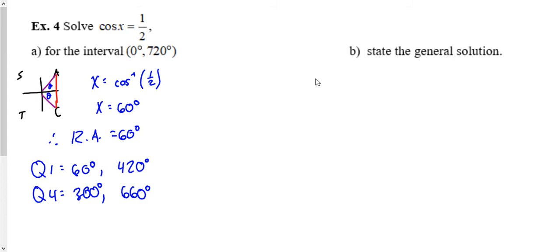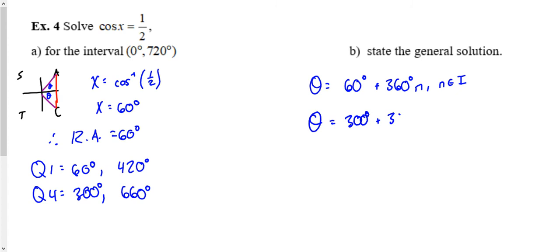So let's start off with theta equals, well, our first angle that we're going to start off with is 60 degrees. We're going to add on 360 degrees n, where n has to be an element of an integer. The next angle, of course, is going to be theta equals 300 plus 360 degrees n, for n is an element of an integer. So the question here is, why do I have 2 general solutions?